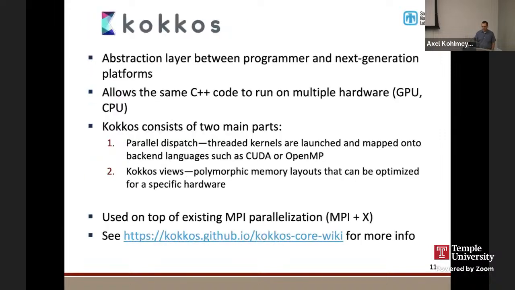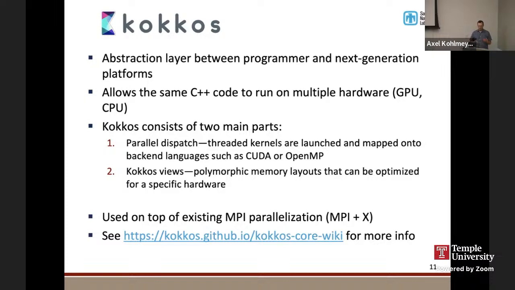Okay, and finally the Kokkos package. So the Kokkos library is used in many codes, not just LAMMPS. It's an abstraction layer between the program and next generation platforms. And what Kokkos allows is the same C++ code to run on multiple hardware, so different kinds of GPUs as well as CPUs. The way that this works is really 2 main parts. The first is parallel dispatch. So you take like a loop over atoms, and you map that onto backend languages like CUDA or OpenMP.